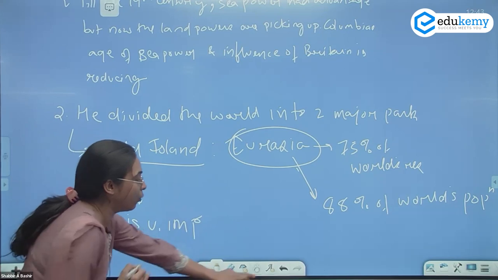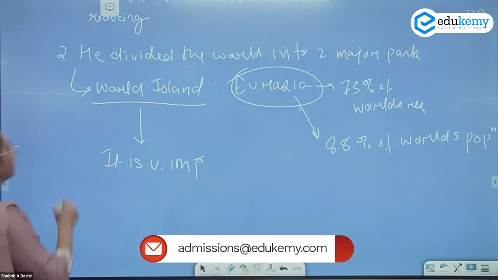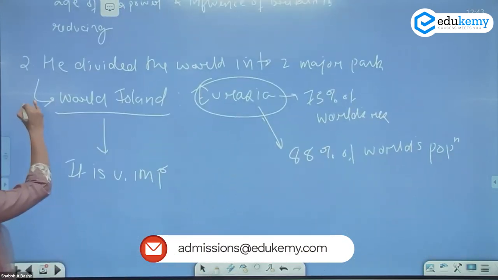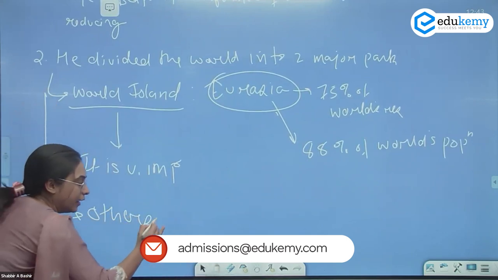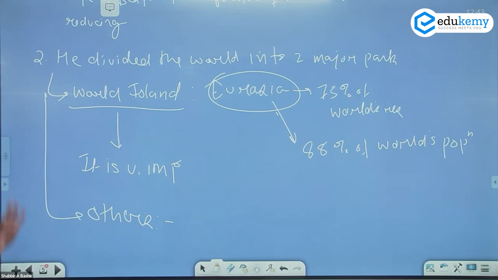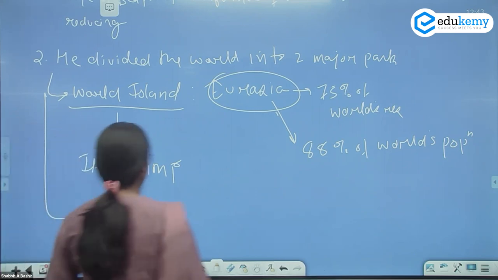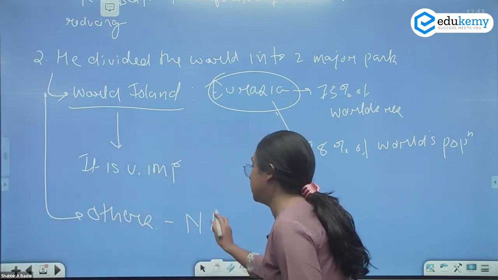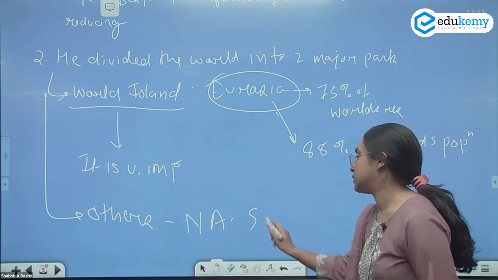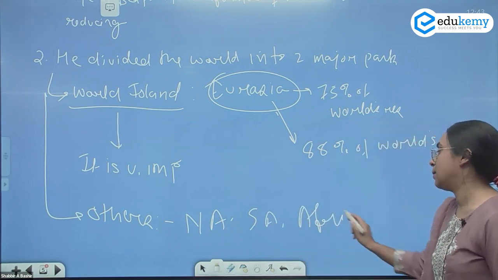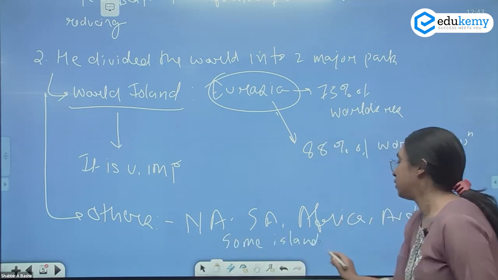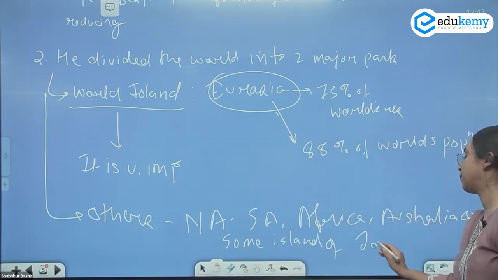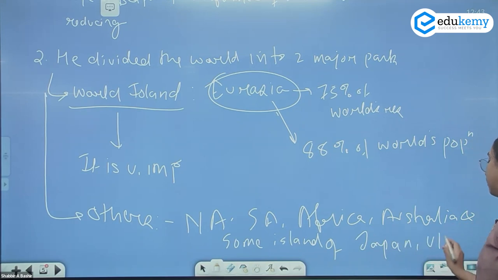Therefore it is very important. And the other part, he just called them others. He says there are two parts of the world: one is the World Island, that is your Eurasia, which has major population and resources, and the other part he just calls others, which includes the other continents: North America, South America, Africa, Australia, and some islands of Eurasia, that is Japan and the UK.